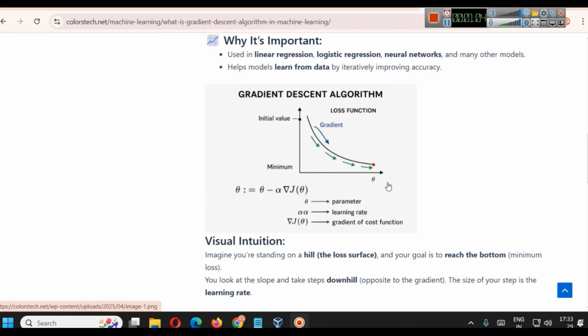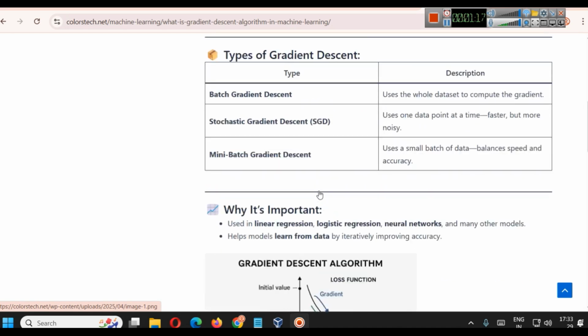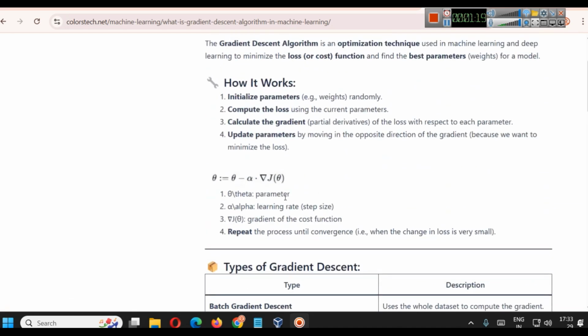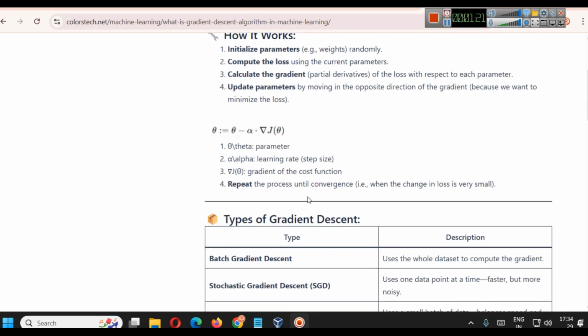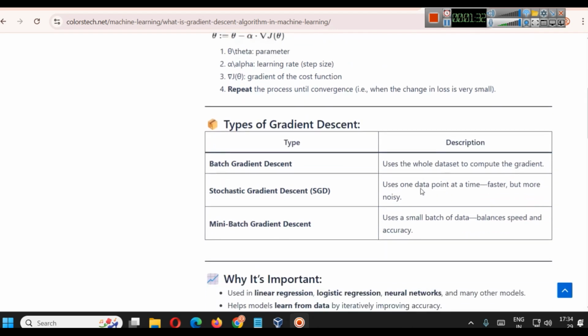Here theta is a parameter, alpha is the learning rate, and this particular expression here is the gradient of the cost function, and the formula is given like this. Now here theta is a parameter, this is the learning rate, and the gradient of cost function. You repeat the process until convergence, that is when the change in loss is very small.